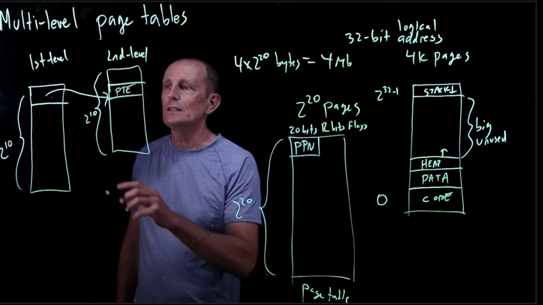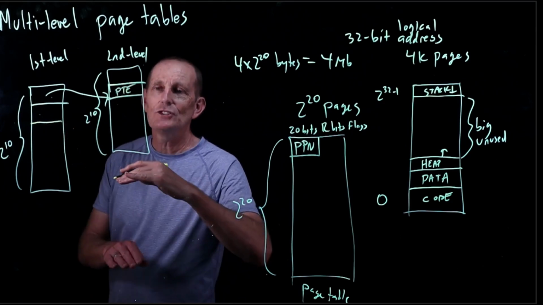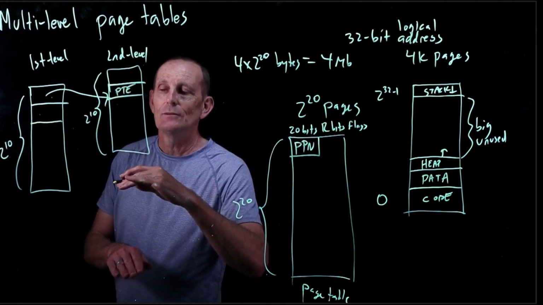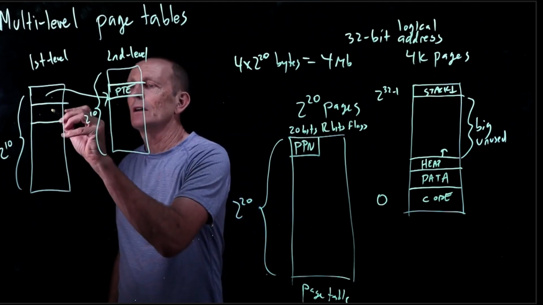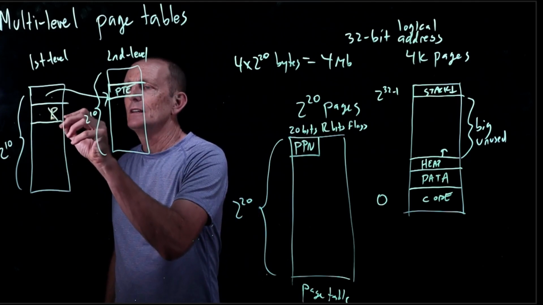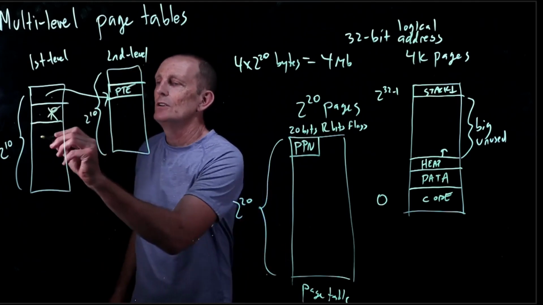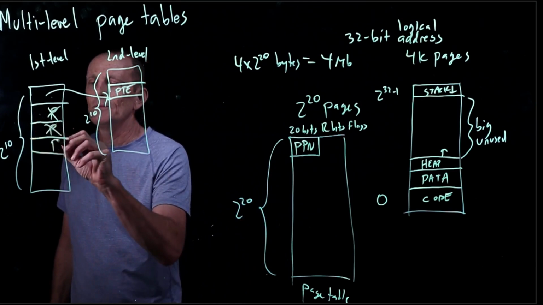But the advantage is, if we have what would otherwise be a page table that is all not present, we don't even allocate the memory for that page table. We would just mark this first level page table entry as not present. And that says there's no pointer. So we could have a bunch of not presents.